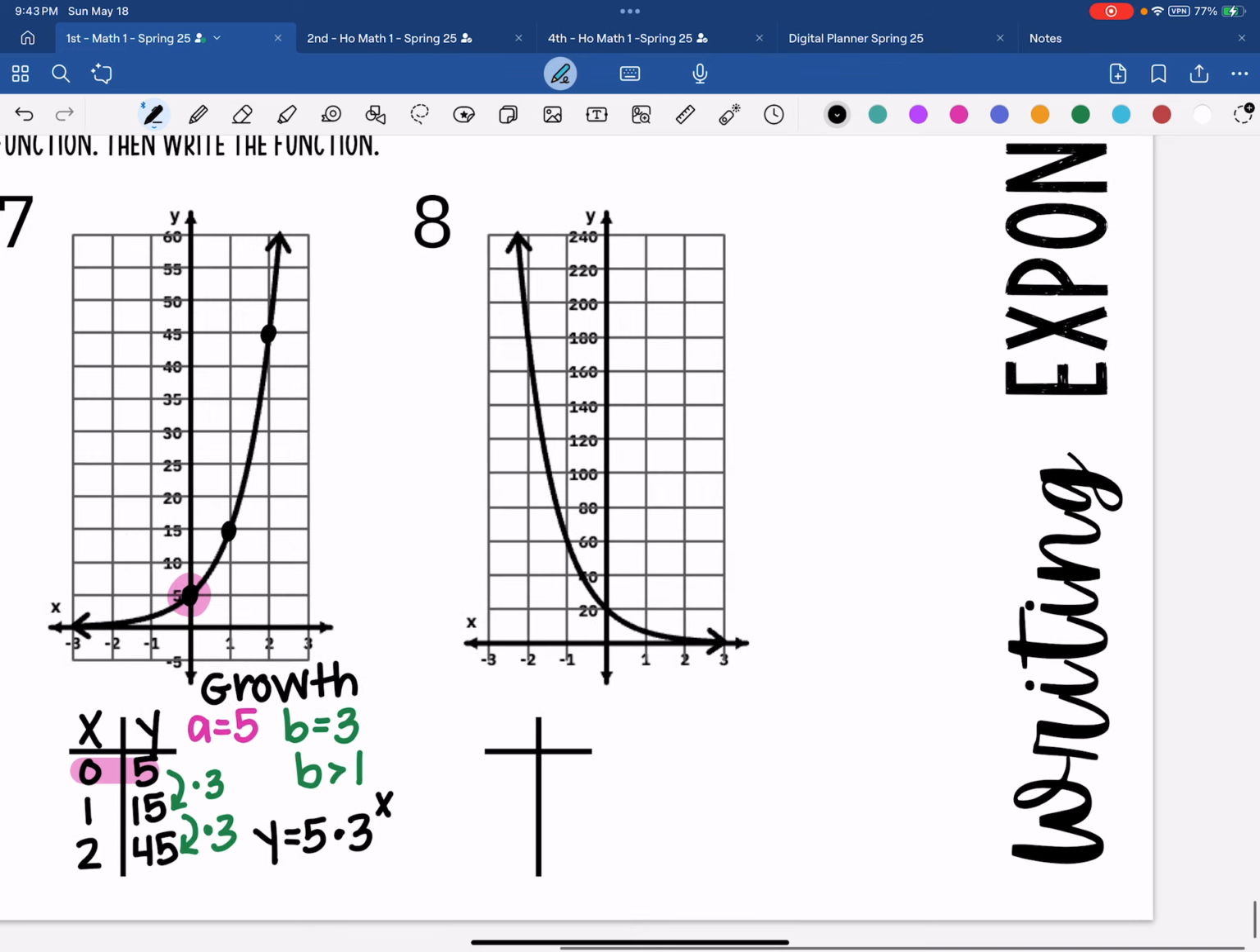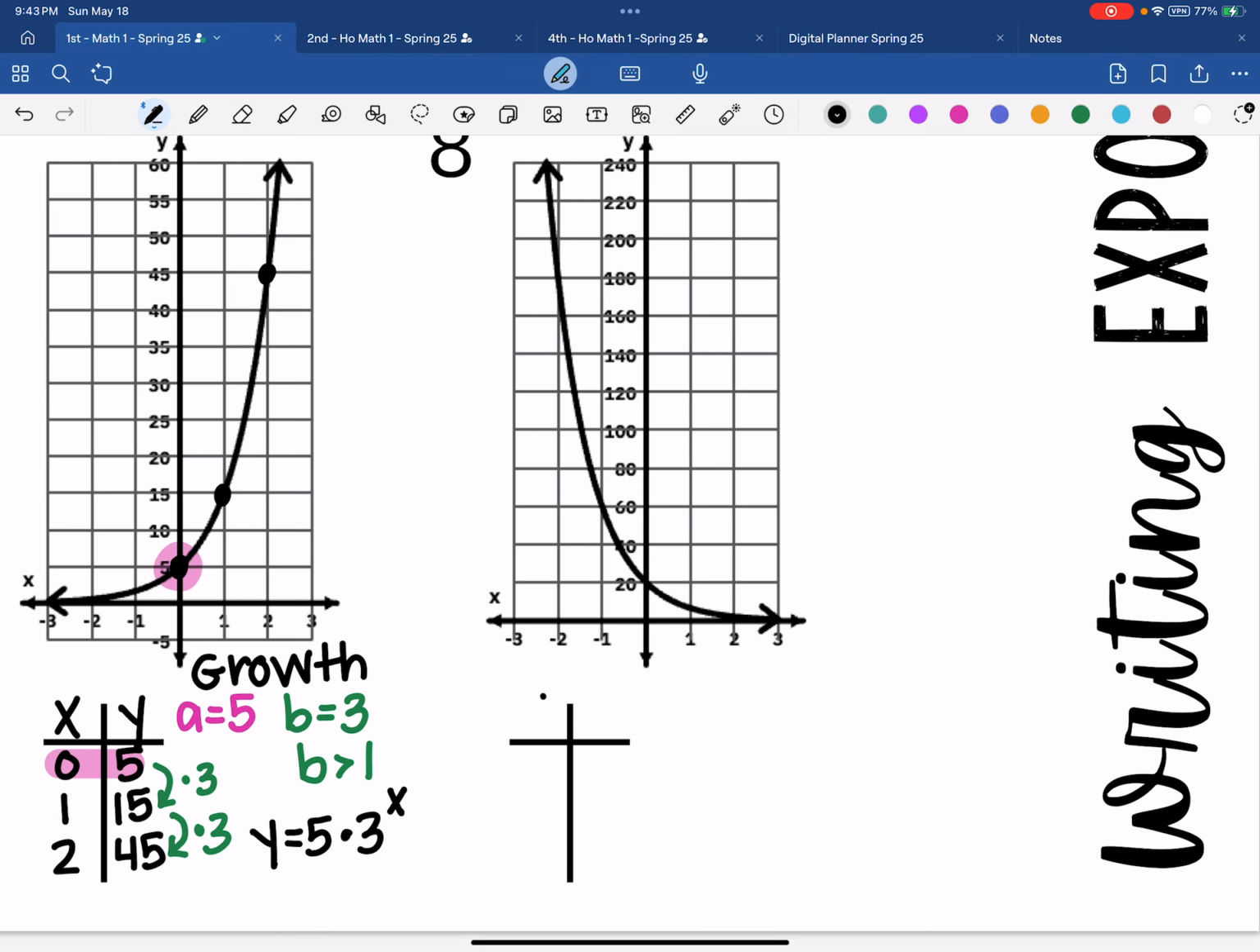All right, and our last graph has got the L shape. So since it's going down from left to right, this should be decay. So we're going to start at the top this time and work our way down, and we're going to find perfect points. So my first perfect point that I see is at -2 and 180. So I should have another one at -1. So if I go to -1, I have one at 60. And then again, I have another one at 0 and 20.